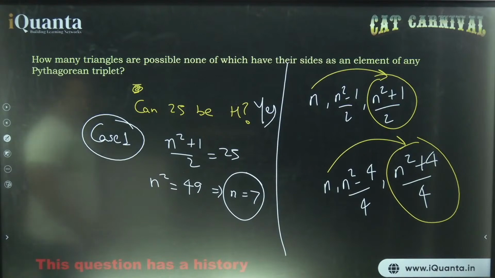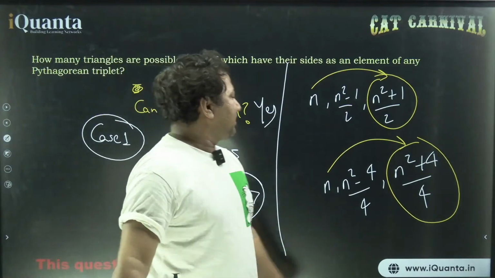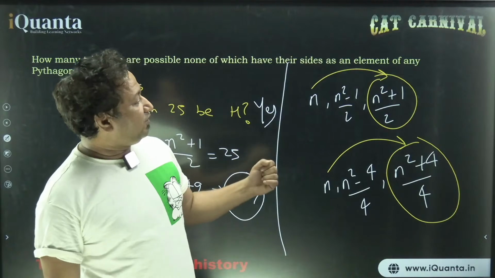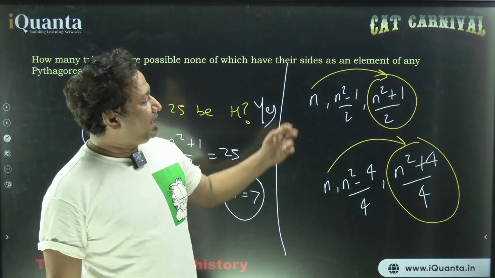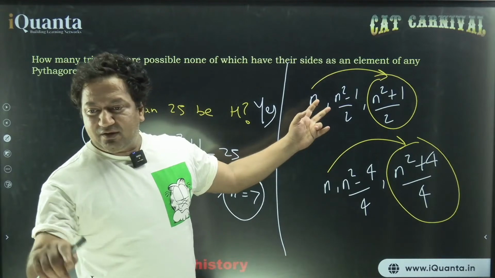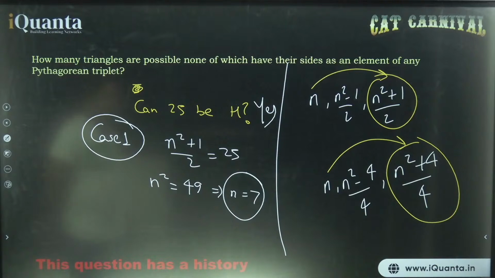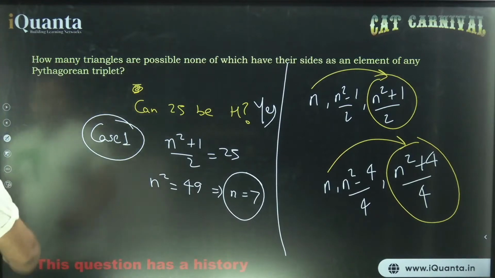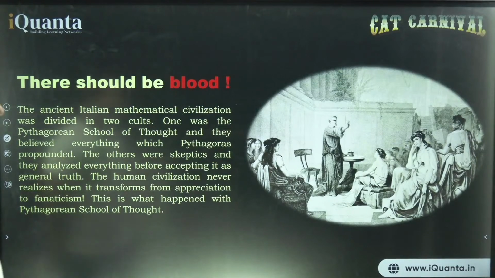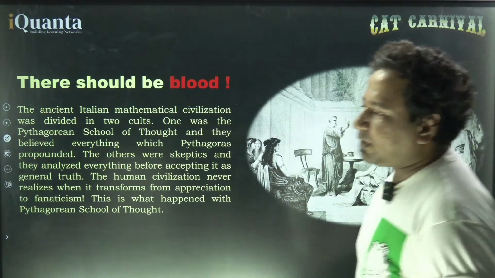But you know what? I was not satisfied with this. I wanted more. I want a formula through which I can calculate the value of perpendicular and base if I know the value of hypotenuse. Okay? So I was not yet satisfied. Before going there, let me tell you a story. Look at this. You're going to change your mind. There should be blood.